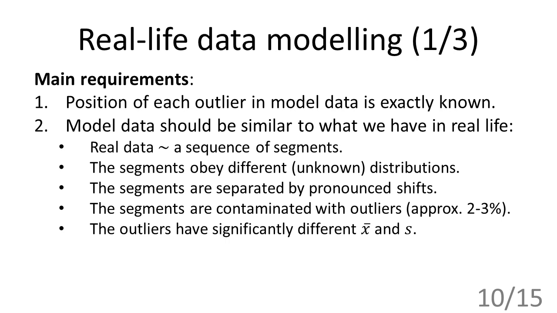Also, each segment is contaminated with outliers. The number of outliers accounts to 2 to 3% of total amount of observations. And, as we also have already mentioned, the outliers should have means and standard deviations considerably different from the ones belonging to the observations we consider to be regular.